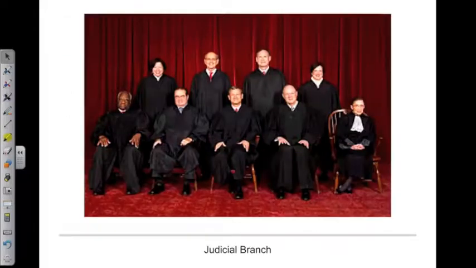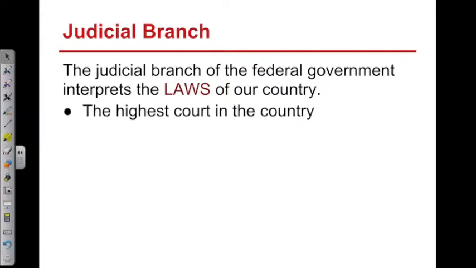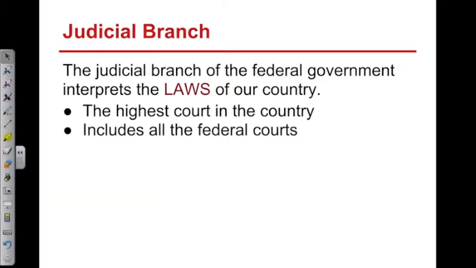And the last branch of our government is the judicial branch. This is what we generally refer to as the Supreme Court. This is a picture of the Supreme Court. The judicial branch of the federal government is the one in charge of interpreting the laws for our country. It's the highest court in our country, and it includes all the federal courts. So they're the ones that interpret the laws. They can say that this law is not fair, or they can uphold laws. Those are the 3 branches.